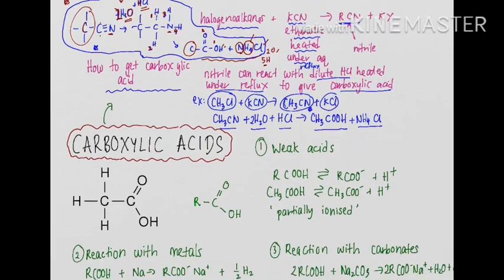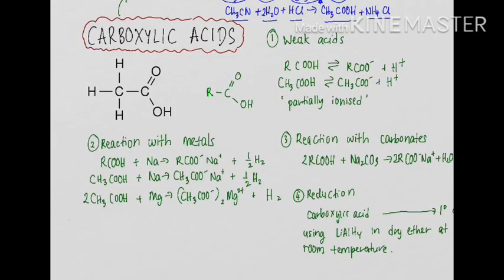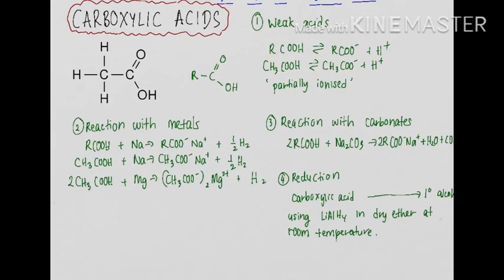Now let's look at the reactions that the carboxylic acid will undergo. The first one is actually not a reaction, they will behave as a weak acid. This weak acid, carboxylic acid, will partially ionize in water. It means there is no complete ionization in water, so we need to represent the arrow as a reversible arrow. If I represent this using ethanoic acid, you are going to get the ethanoate ion and then H plus over there, so it is partially ionized.